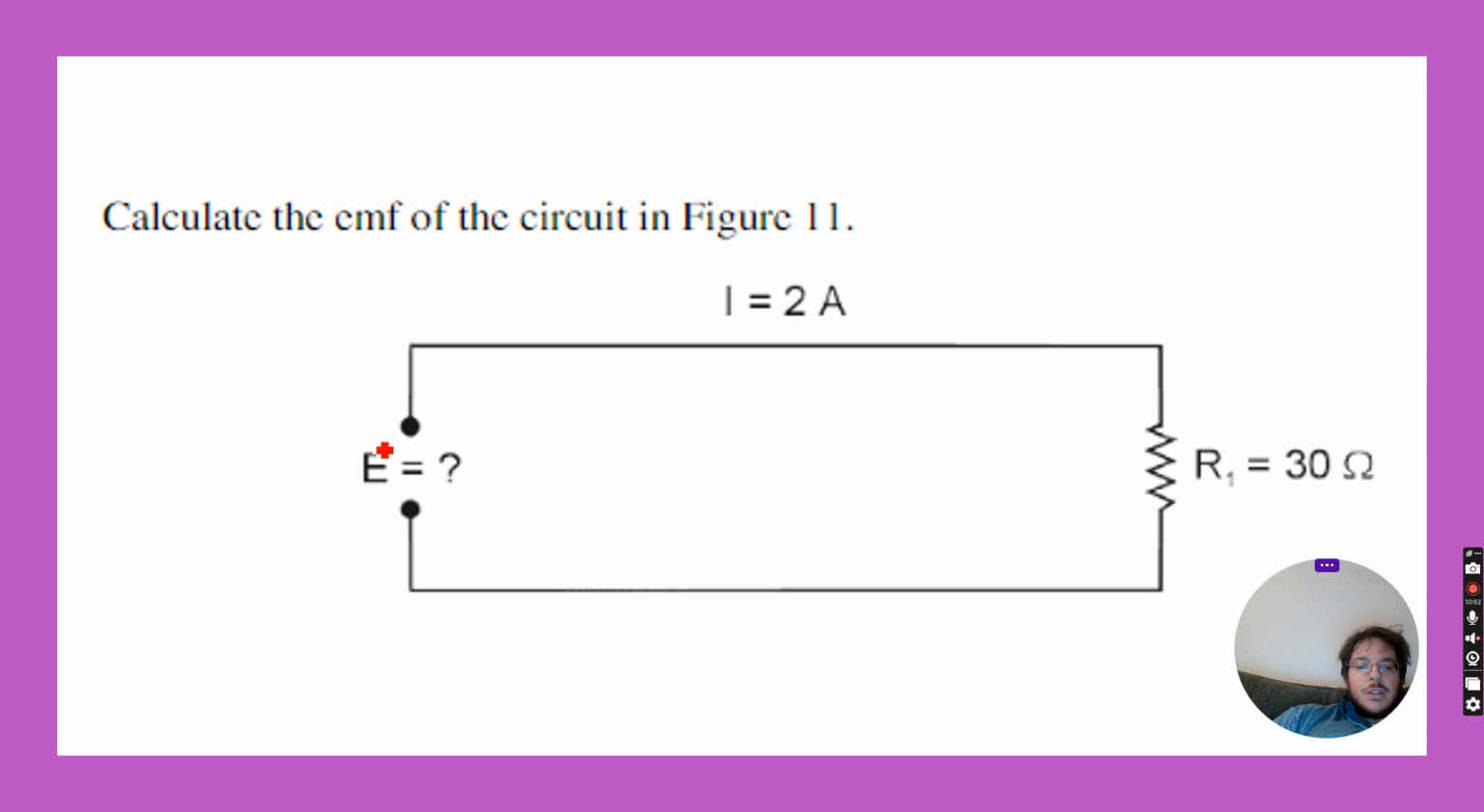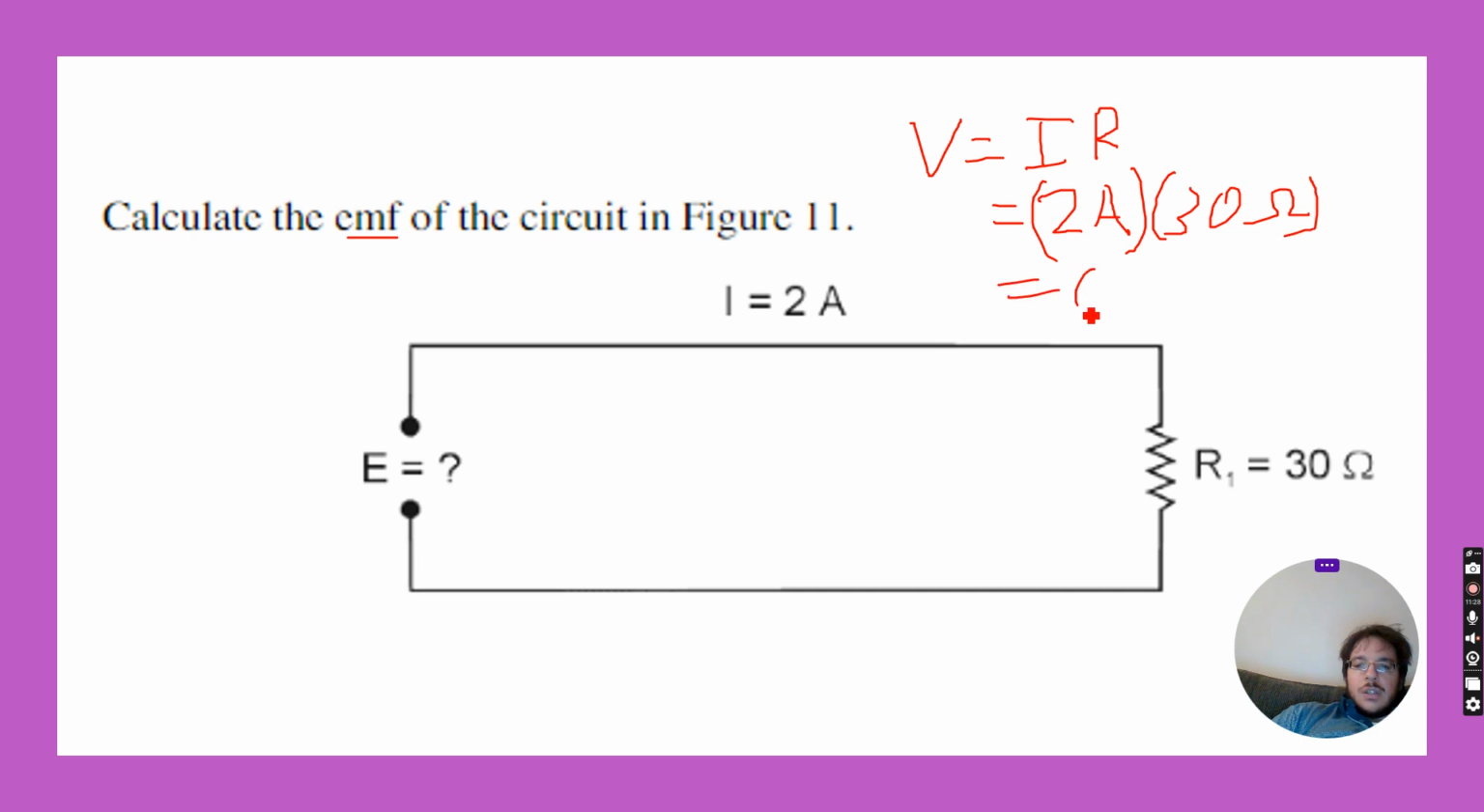Now here's another one. We want to know the electromotive force, aka the voltage. With this circuit, we know we've got 2 amps and we've got 30 ohms. So V equals IR, which is equal to 2 amps times 30 ohms of resistance, which is equal to 60 volts.